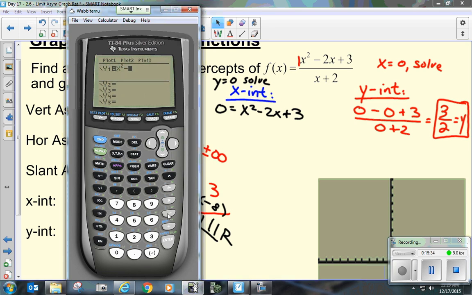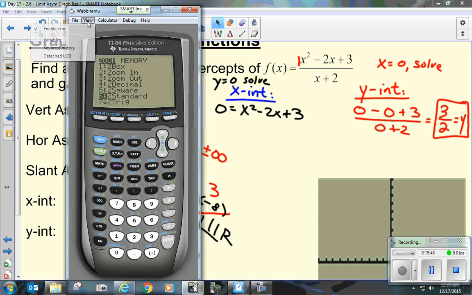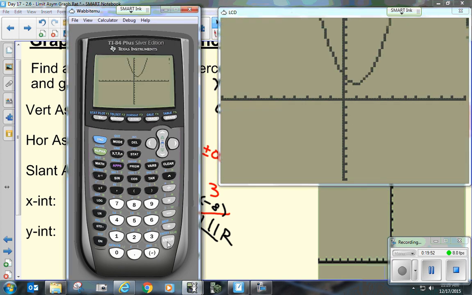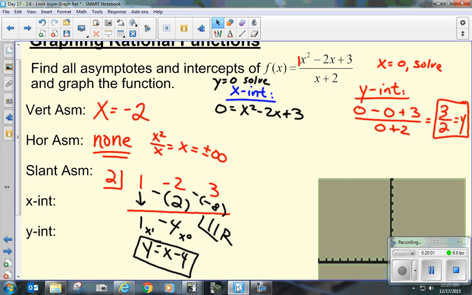X squared minus 2x plus 3. I'm going to go to standard. What do you guys come up with? It is a parabola. So what are the answers? It doesn't touch at all, does it? So there are no solutions, which means if there are no places where this equals 0, are there any x-intercepts? No, there are none. Because if you were to try and solve that using the quadratic formula, you get imaginary numbers. Complex numbers are behind it.